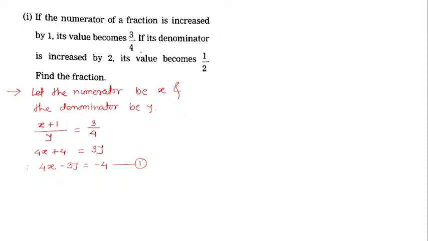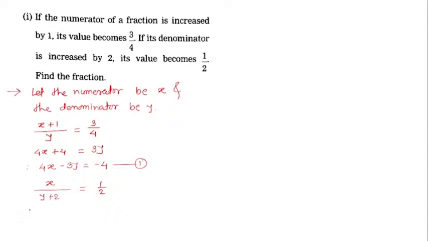In the same way, another condition is given, and from it we can form another equation. The second condition is if its denominator is increased by 2. Now the numerator we don't have to change, so by the second condition we have the numerator as it is, divided by, this time the denominator is increased by 2, so y plus 2, and at that time the value of that fraction will become 1/2.